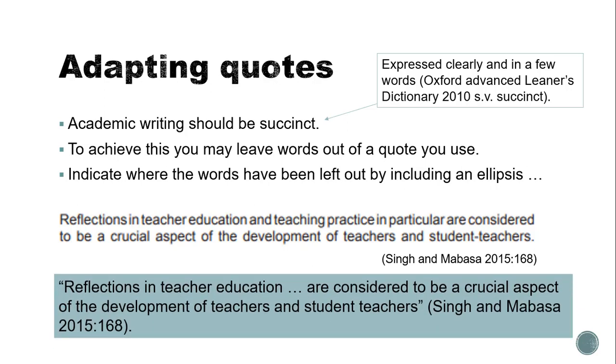"Reflections in teacher education, ... are considered to be a crucial aspect of the development of teachers and student teachers." The 3 dots or ellipsis indicate that we've left out some words in this example, and the words "and teaching practice in particular" are the ones that have been left out. Note that if you leave words out, the sentence must still make sense. So you have to ensure that it is still grammatically correct.